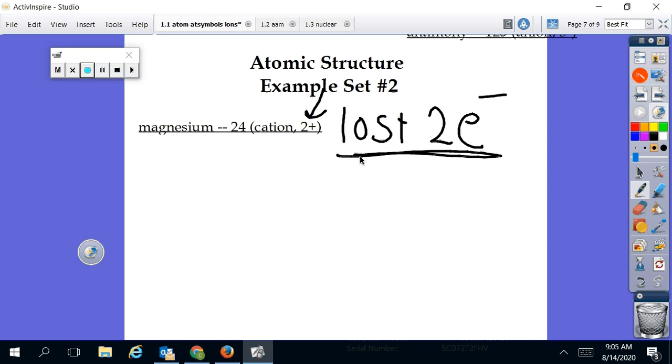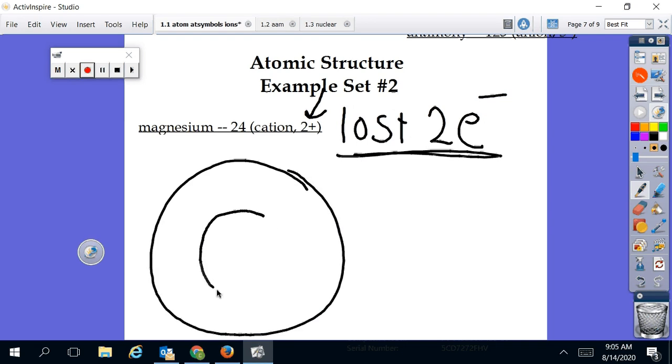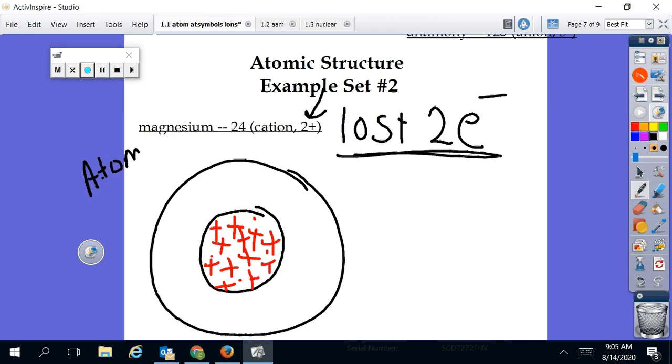If you look at magnesium on the periodic table, you'll see it has 12 protons. First, I'm going to make my nucleus a little bigger just so I can fit the 12 protons in. Its atomic number is 12, so we have 12 protons: 1, 2, 3, 4, 5, 6, 7, 8, 9, 10, 11, 12. Now, this is my neutral atom, so that means it's got 12 electrons, right? 1, 2, 3, 4, 5, 6, 7, 8, 9, 10, 11, 12. Protons equal the electrons to cancel it out.